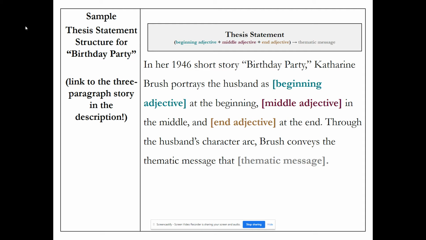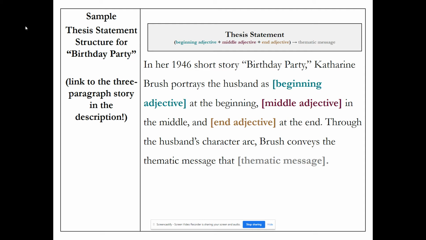It is analyzing the husband. The husband is one of the 2 important characters in this story, and it is tying the husband's character arc to a message about pride and relationships. Well, actually, those pieces aren't there, of course. You don't see them because they're empty. But this is the basic structure.